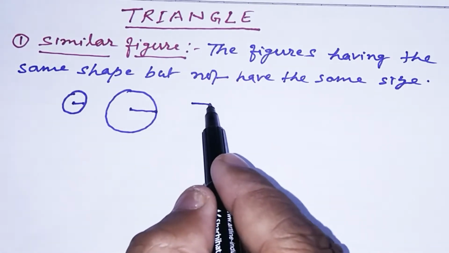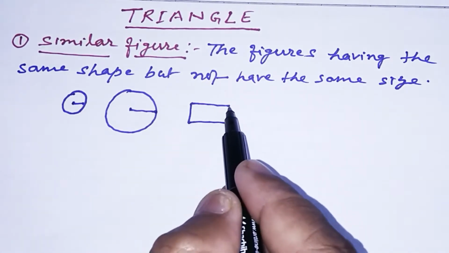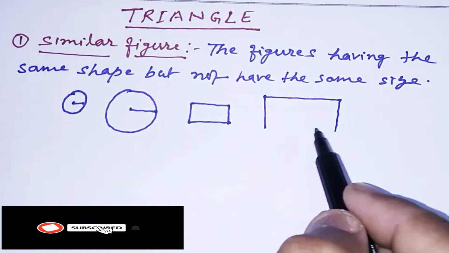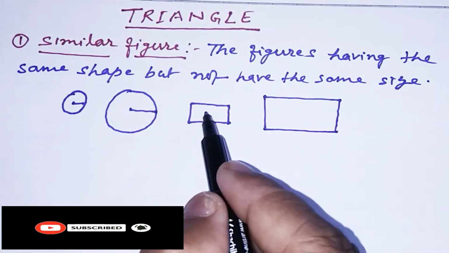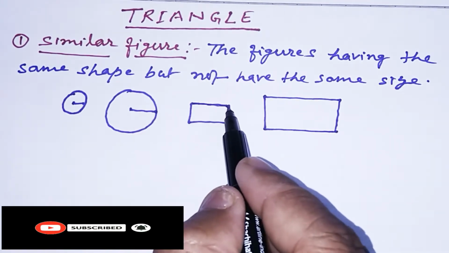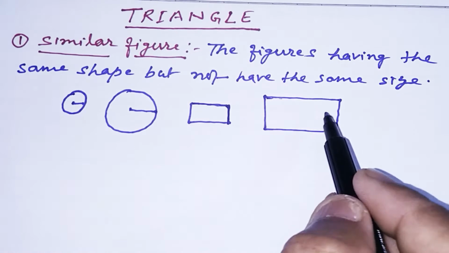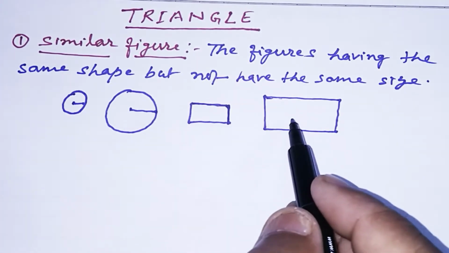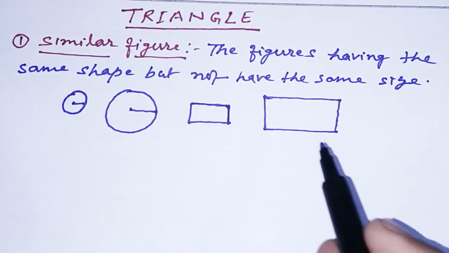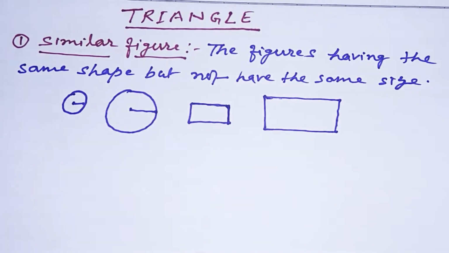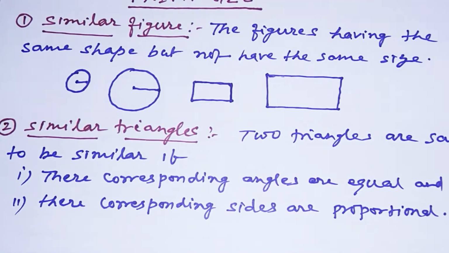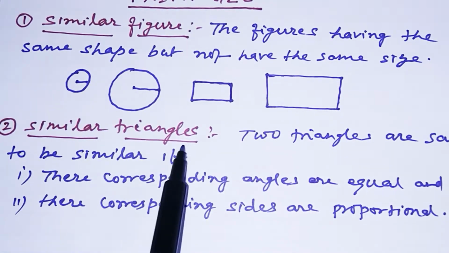Similarly, if we talk about a rectangle, this is a rectangle, this also is a rectangle, but this rectangle has length and breadth, this also has length and breadth. If you see, the shape is the same but the size is quite different. So this type of figure is known as similar figures. Okay. So second point, we have the similar triangle.